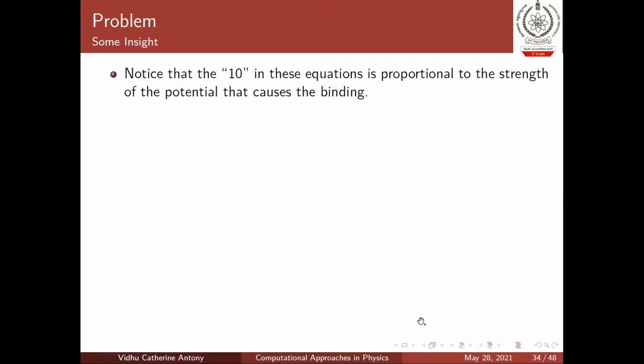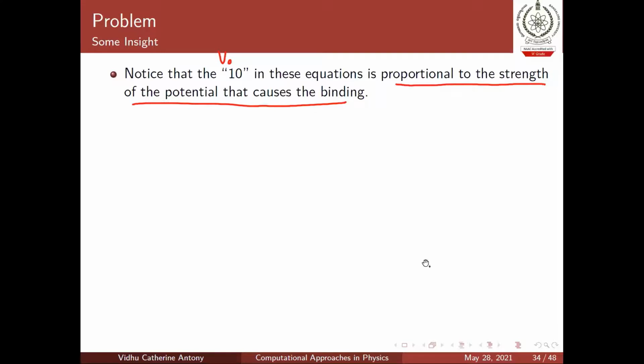Okay, so now I want to discuss some particular insight into this problem. Pay a little bit more attention here. You knew how to do the bisection method, so that was pretty easy to do. Let's just look at this. The 10 in the value that you had, what was it? It was basically your V naught, the depth of the potential. So V naught was put as 10 in the previous equation. So this is basically proportional to the strength of the potential that causes your binding.